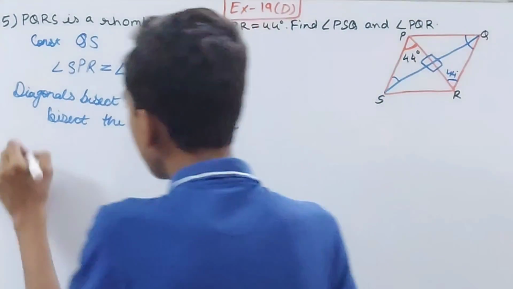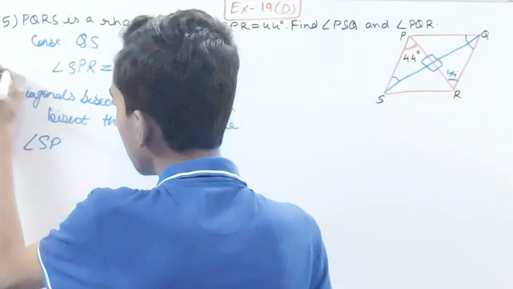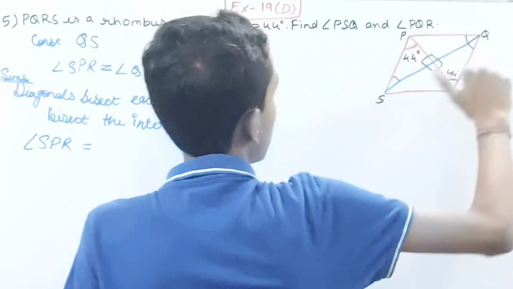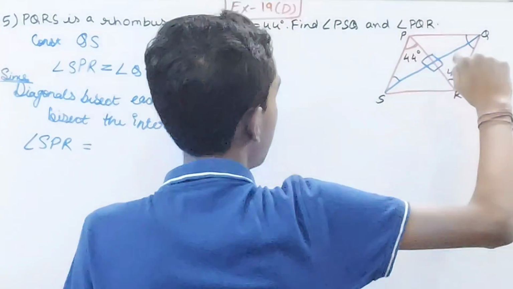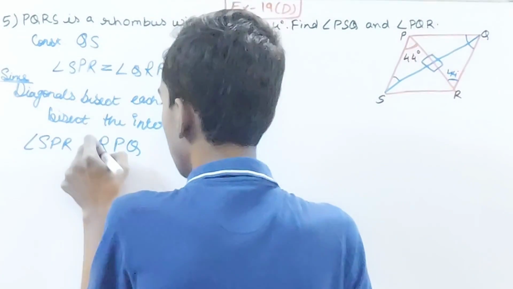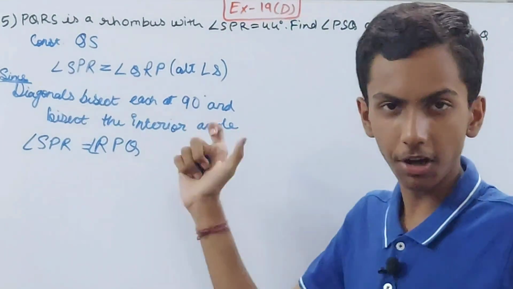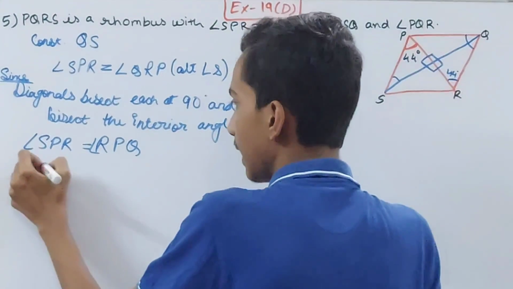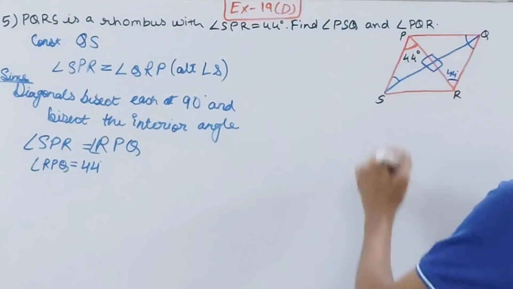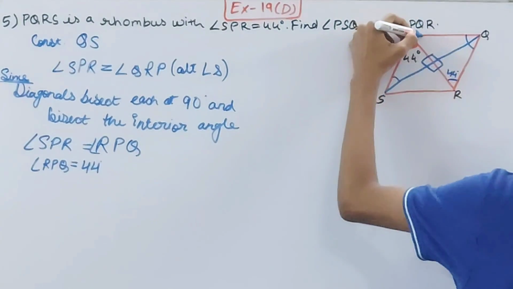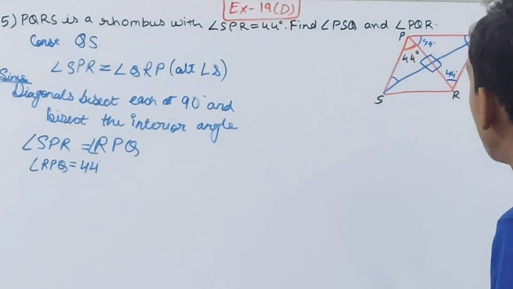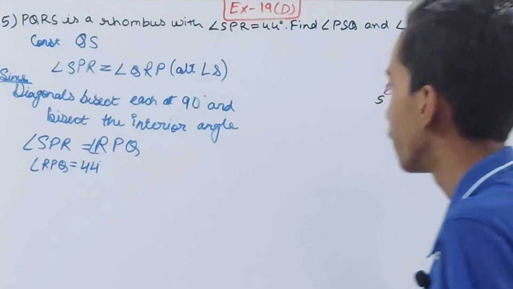So let's write it down. Angle SPR will be equal to RPQ. Same property, you can mention this property that I have written above. That means angle RPQ will be 44 degrees. Angle RPQ, what is this? 44 degrees. Let's come to the other part, angle QRP.